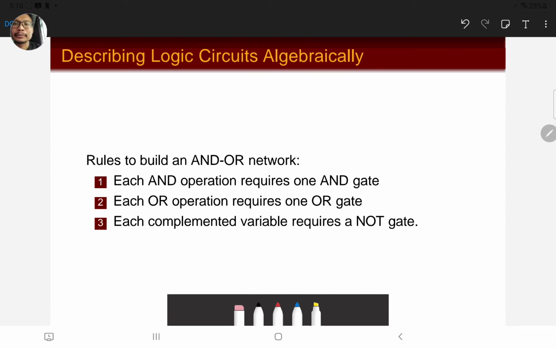Okay, so let's proceed. Rules to build an AND/OR network. This is the most common. An AND/OR logic network: each AND operation requires one AND gate, each OR requires an OR gate, and each complemented variable requires a NOT gate.